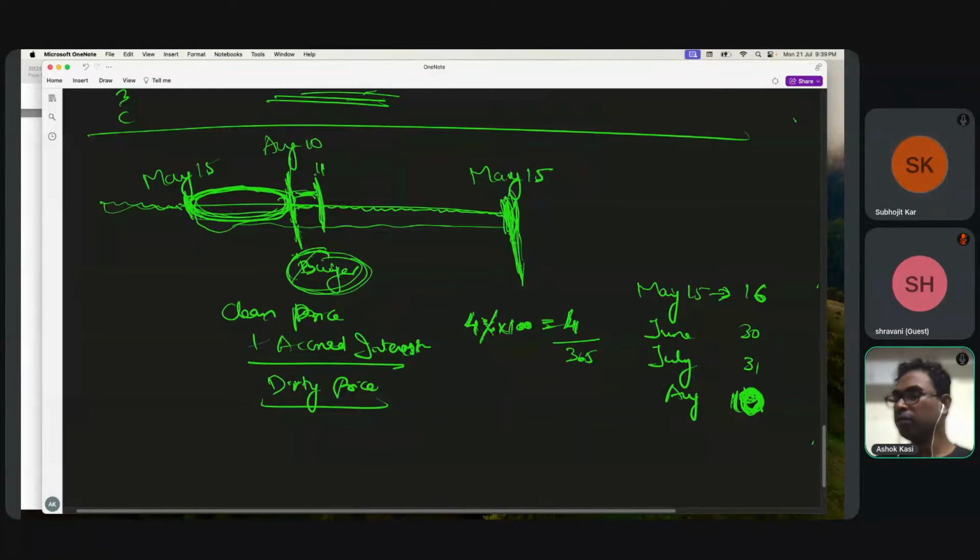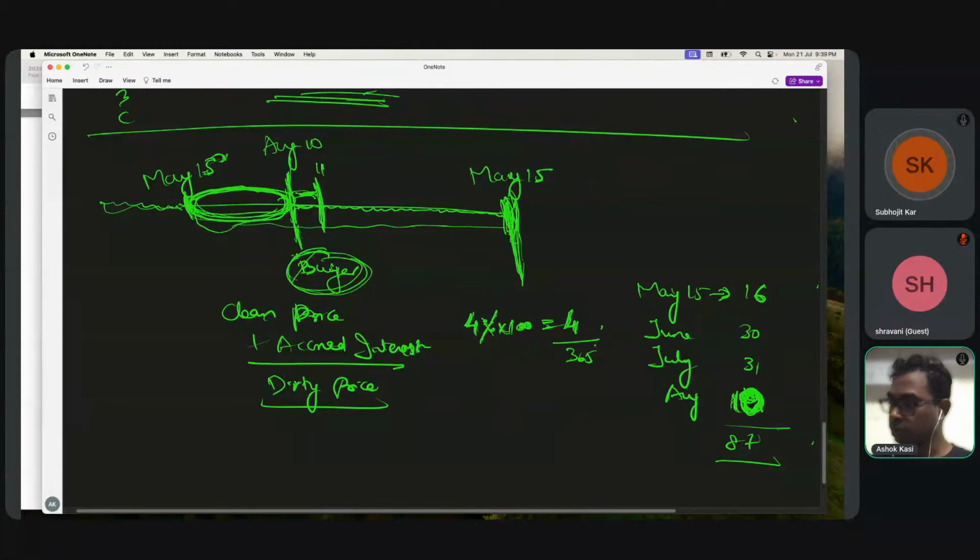So there are different ways to calculate. What you said is followed in the UK, but in the US, this is how it is followed, that we calculate from the next day onwards. If you include May 15, it will come to 17 days. Here you did not include May 15. Similarly, the buyer will not include August 10. So it's 87 days in total.